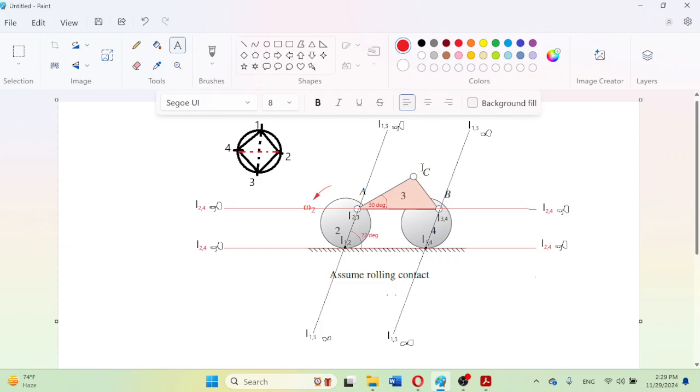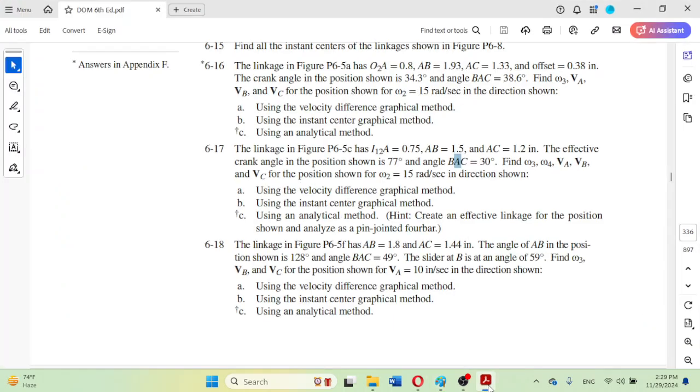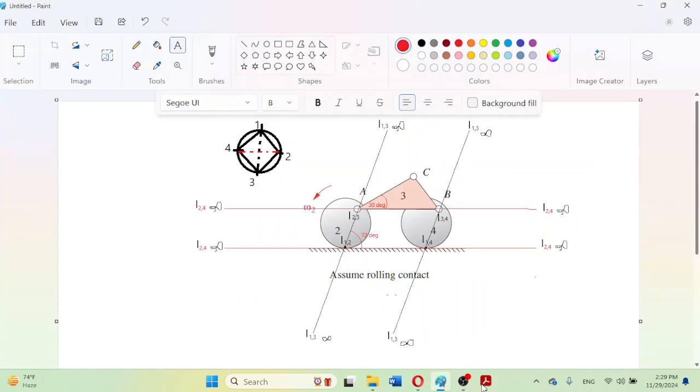So we will also be calculating the velocity for point C as well in this problem. So what are the requirements here? Find omega 3, omega 4, VA, VB and VC for the position shown, for omega 2 equal to 15 radian per second. So omega 2 is given in the direction. Here part A, I will not be guiding, so students can solve it themselves. So our interest is actually this second part using the instant center graphical method. In the graphical method, we can simply draw this diagram according to scale, and then the values will be converted. So here I will be simply explaining according to data.